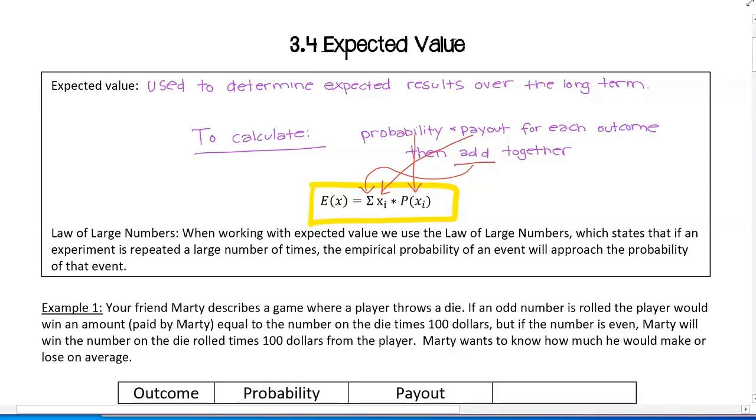Now, one thing to keep in mind when we're working with expected value is the law of large numbers. This means that we have to repeat our experiment or our data or whatever it is we're looking at. We have to repeat it many, many times to get the true probability for that problem. Now, I know that formula seems a little overwhelming, but let's do an example and you'll see it's not too bad.